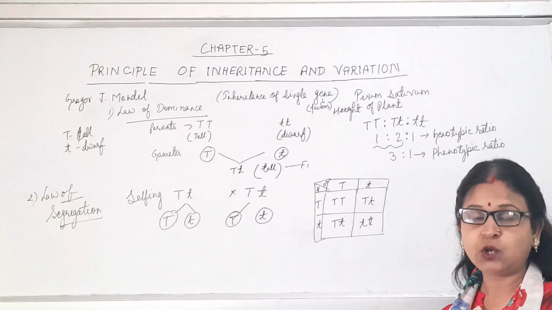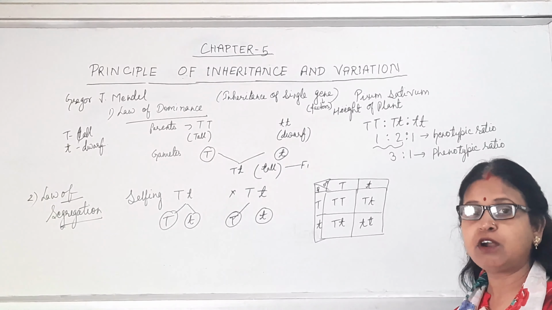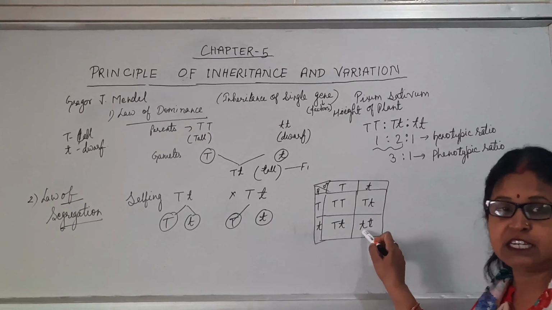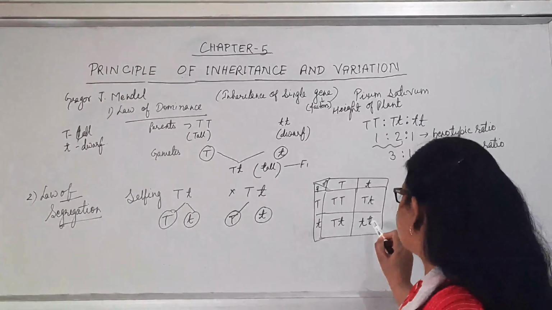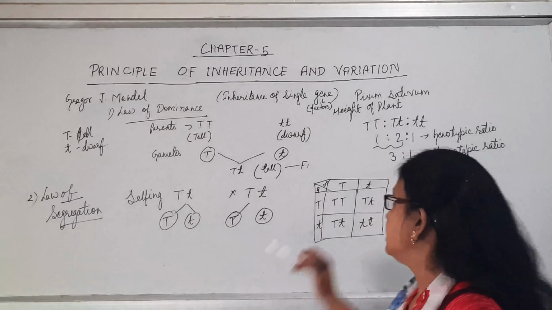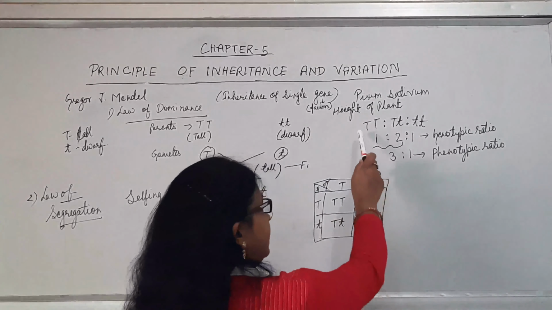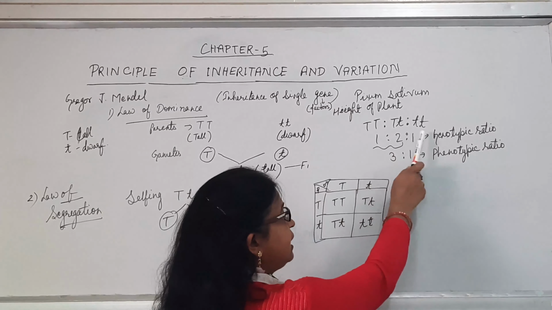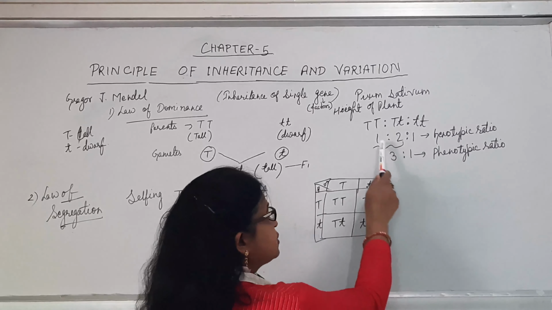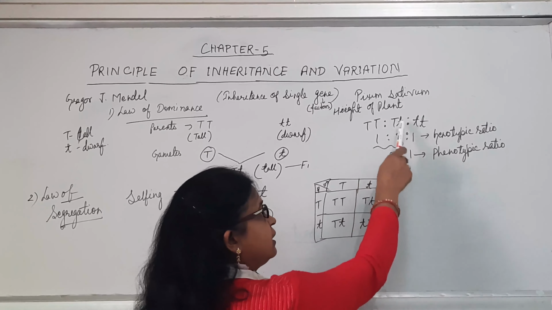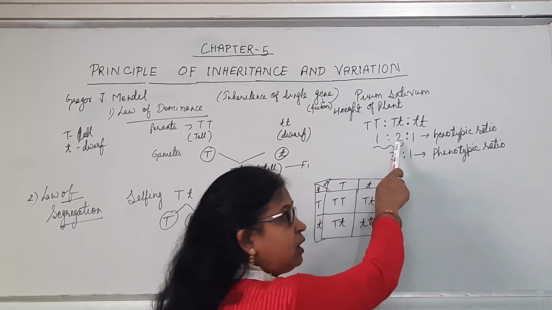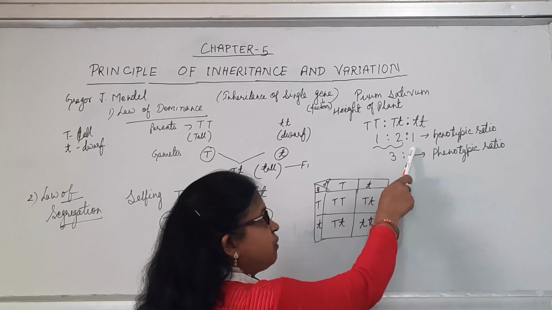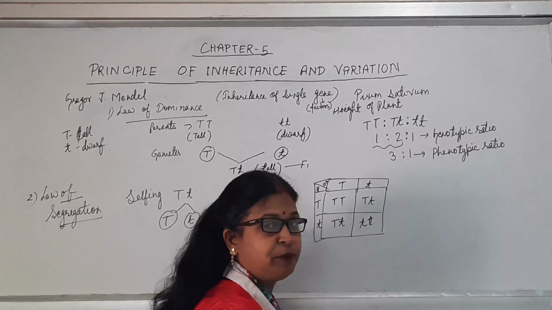They will appear tall in their phenotype, but they are not pure tall. And one is here small t, small t, that means this plant is totally dwarf. So you can see the ratio here, one capital T capital T, two capital T small t, and one small t small t. So this one plant is pure tall, these two are hybrid tall, and this is pure dwarf. So the 1:2:1 ratio is known as the genotypic ratio.